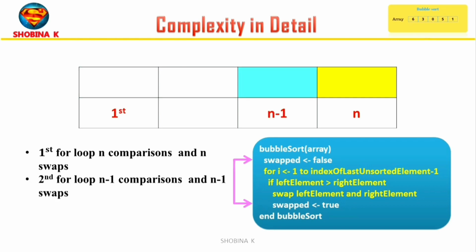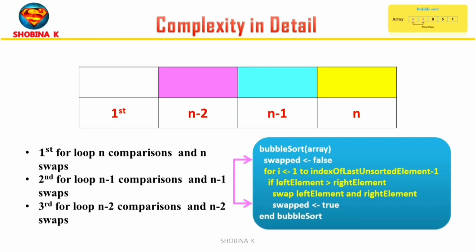In the second iteration, I am running this for loop, and now the largest element is already moved. That is, the largest element is already bubbled to the right. In this iteration, I have n minus 1 comparisons and n minus 1 swaps. Now in the third iteration, I could have n minus 2 comparisons and n minus 2 swaps.